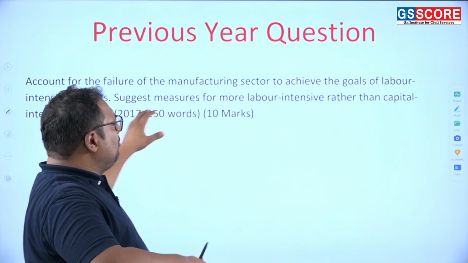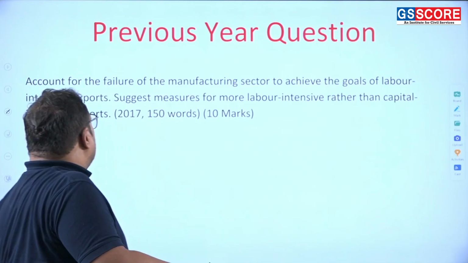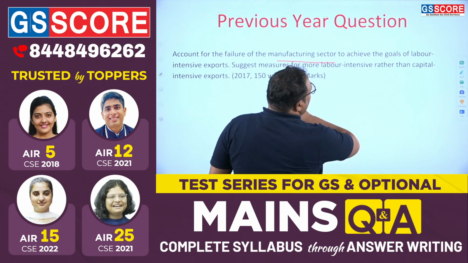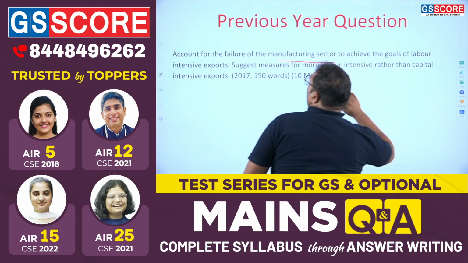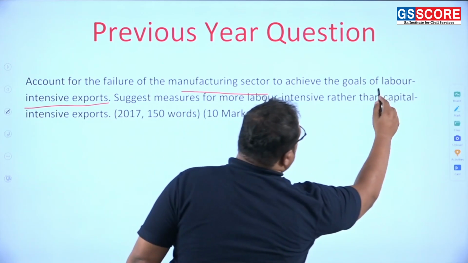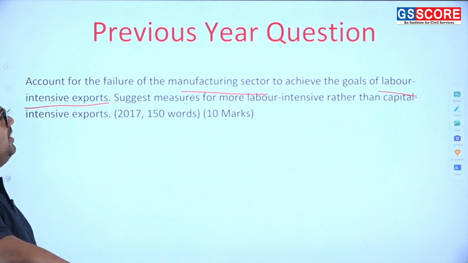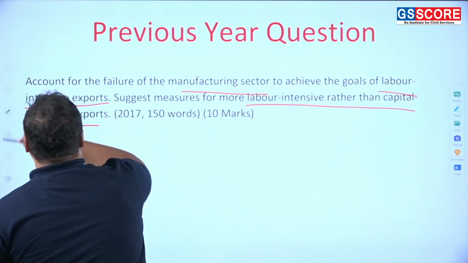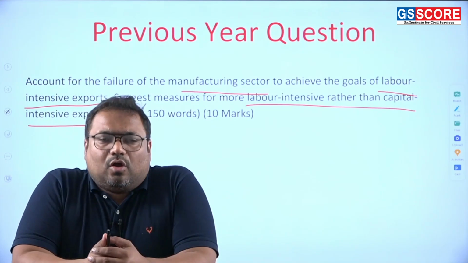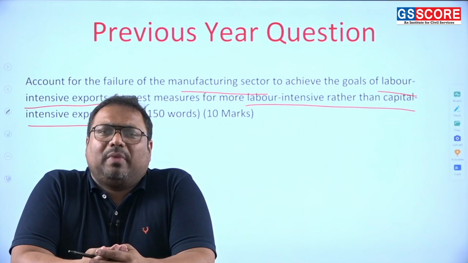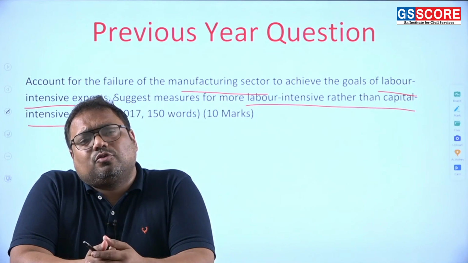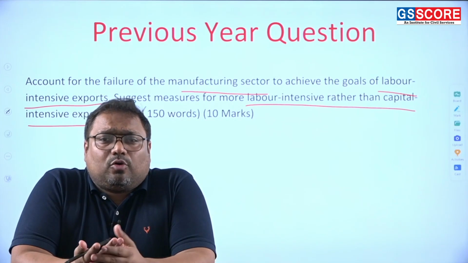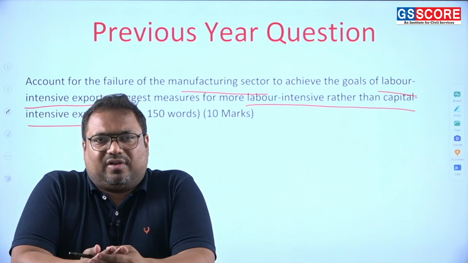Now, this is a question from 2017: Account for the failure of manufacturing sector to achieve the goals of labor intensive exports. Suggest measures for more labor intensive rather than capital intensive exports. So, on the face of it, the question is from manufacturing or related to exports. But essentially, the question is about unemployment or alternatively employment generation.